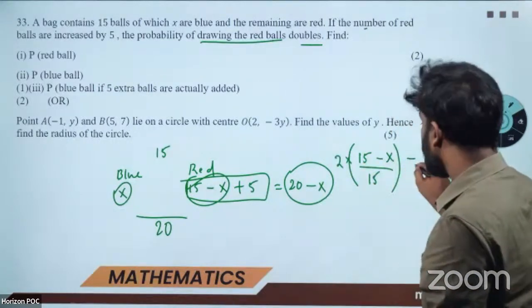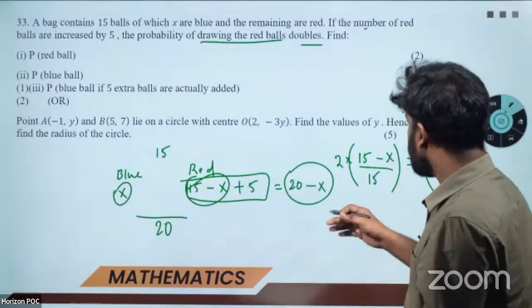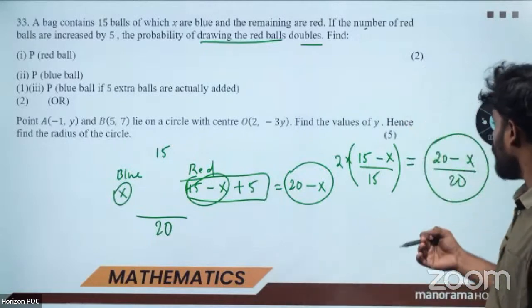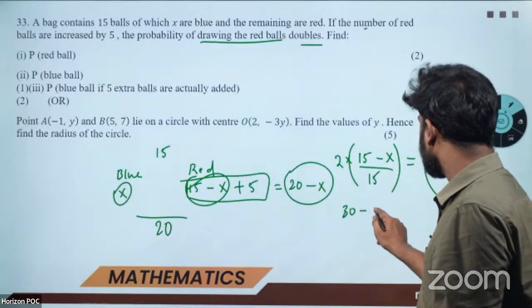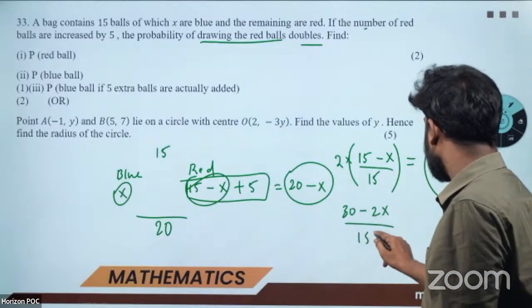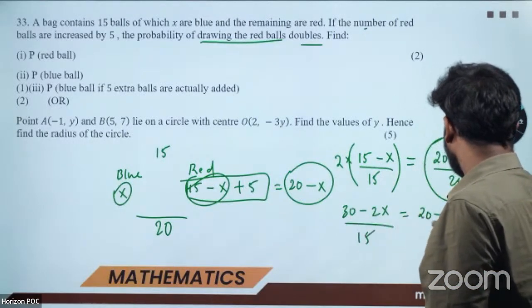Double of the previous one. That is what they're saying. So 2 into (15 minus X) by 15 is now equal to (20 minus X) by 20. Or you can also say (30 minus 2X) by 15 is equal to (20 minus X) by 20.